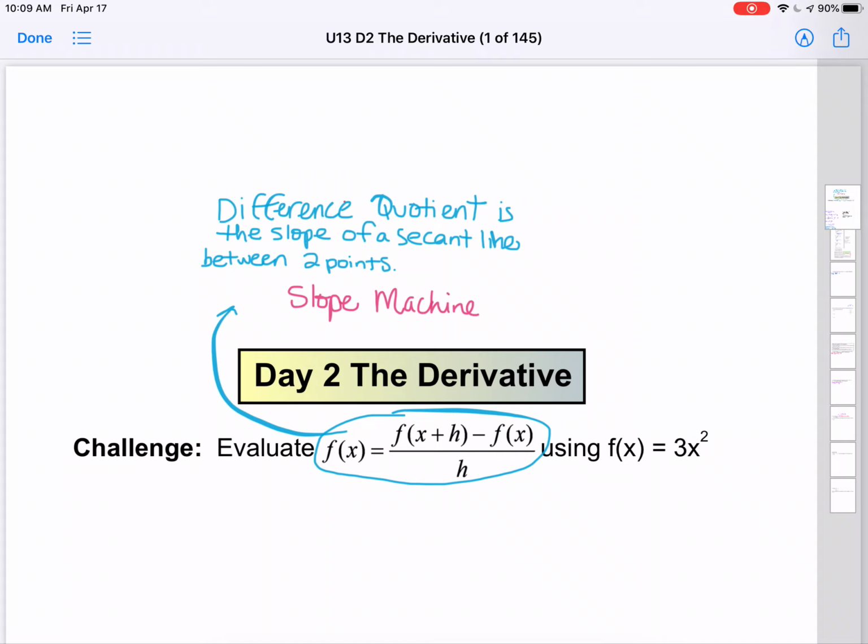Remember what this is. The difference quotient, which I circled here, is the slope of a secant line between 2 points. So we want to think of this difference quotient from yesterday as a slope machine. It'll allow us to find the slope at any given x value. So you go ahead and pause and do it. I already did it for you, so go ahead and try.